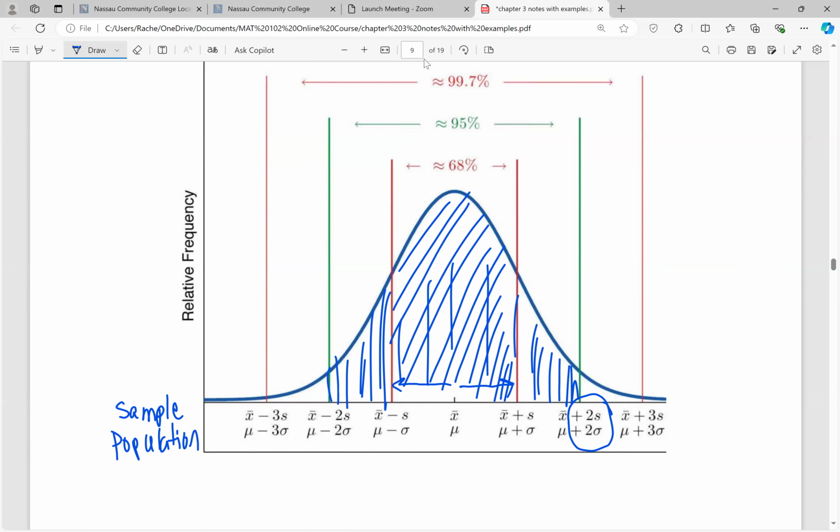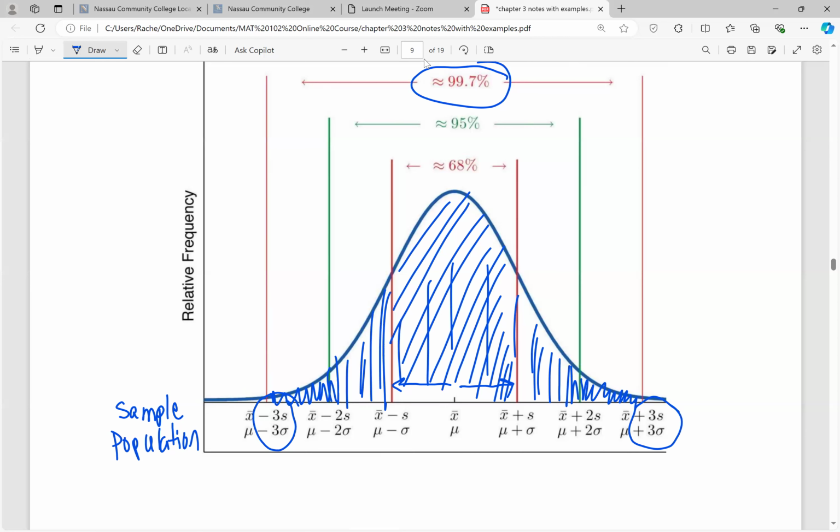Now, suppose we were to add three standard deviations to the mean and subtract three standard deviations from the mean. Now we would expect almost all, approximately 99.7%, of our data values to be within three standard deviations of the mean. And that's almost 100%, right? So we would expect about 99.7% of our data values to fall within three standard deviations of the mean.